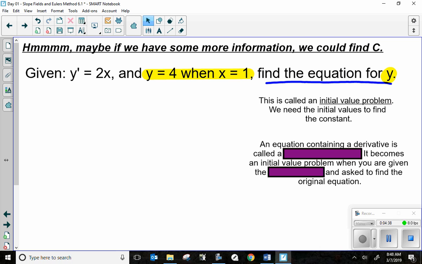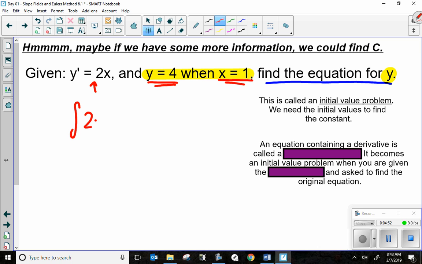This is called an initial value problem. We need the initial values to find our constant. We need more information than just, oh, integrate this. We just integrated 2x dx. We came up with x squared plus c. That was my original equation.